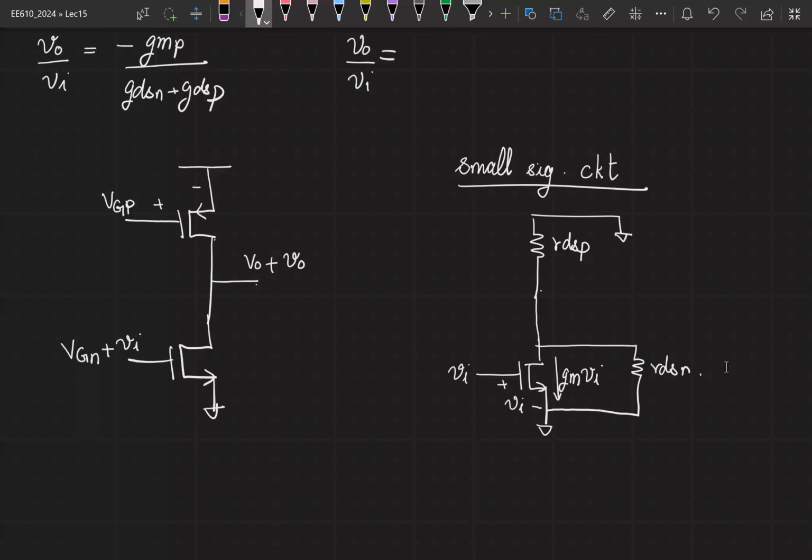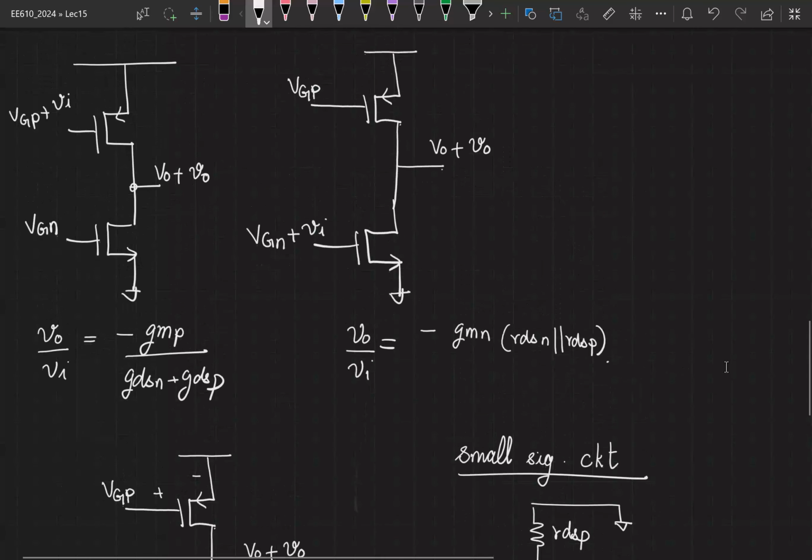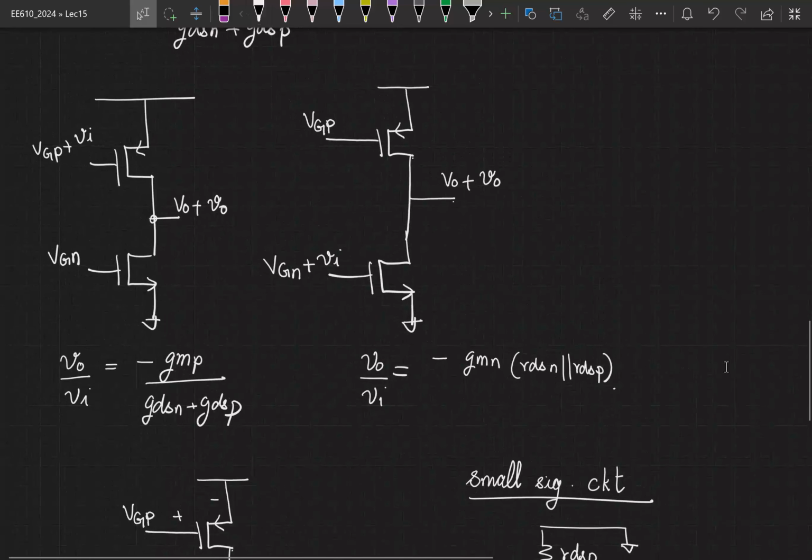RDSN and RDSP are coming in parallel. Therefore, the gain is simply equal to minus GMN into RDSN parallel RDSP. Okay. So now if I show you both these circuits together, is something else striking you?